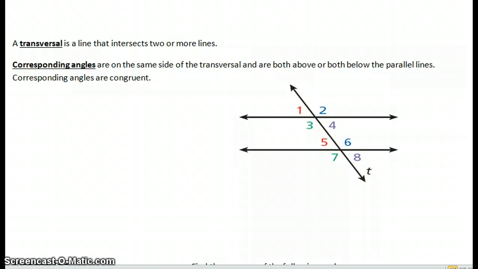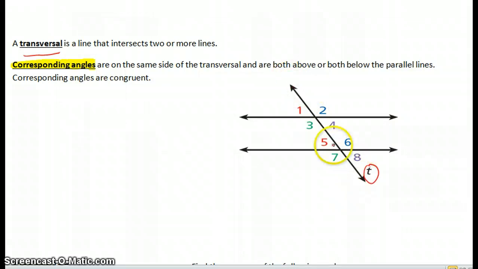We are going to be talking about a transversal. A transversal is a line that intersects two or more lines. So if we're looking at our figure, I would say that line T is a transversal. It is cutting through two lines. These lines are also parallel. Corresponding angles are on the same side of the transversal.